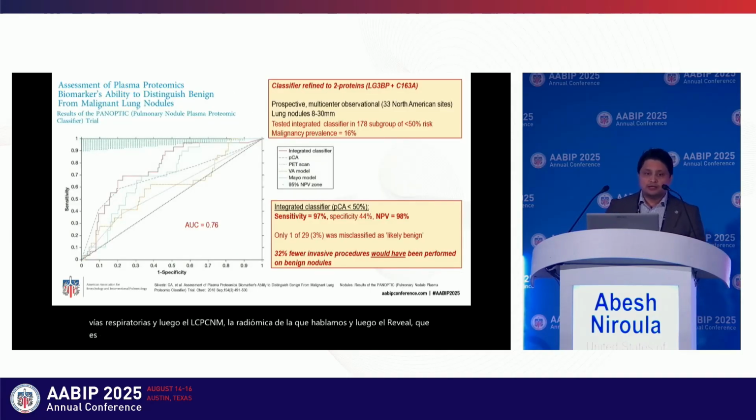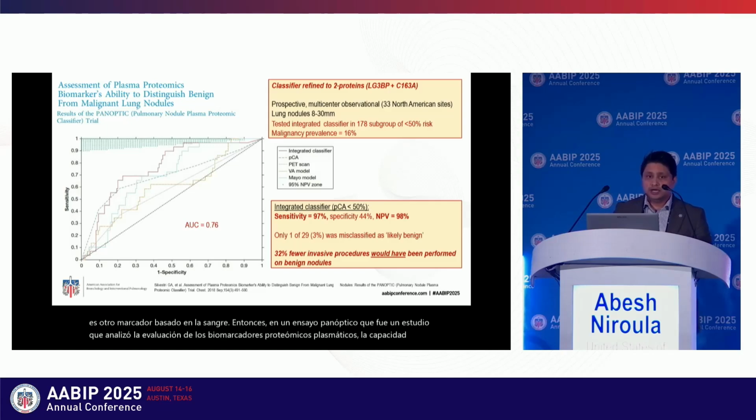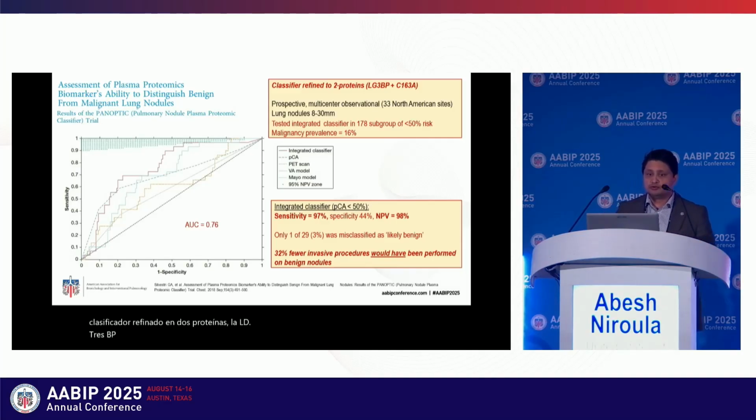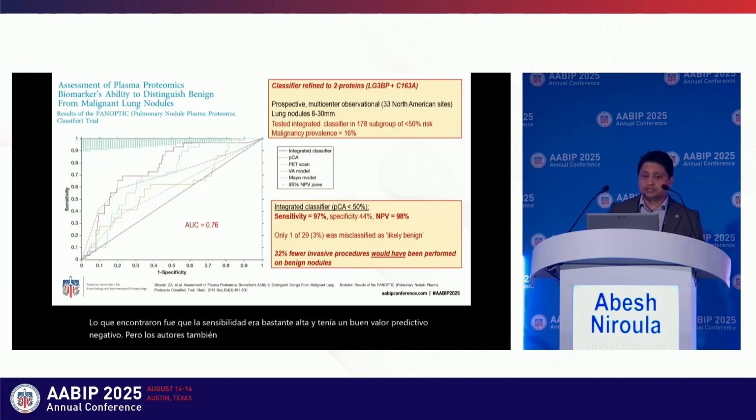So in the PANOPTIC trial, which was a study looking at assessment of plasma proteomics biomarkers' ability to distinguish benign versus malignant lung nodules, the authors studied a classifier refined to two proteins, LG3BP and C163A. This was a prospective multi-center observational study performed at 33 North American sites, and they looked at lung nodules 8 to 30 millimeters. What they found was that the sensitivity was pretty high and it had a good negative predictive value.